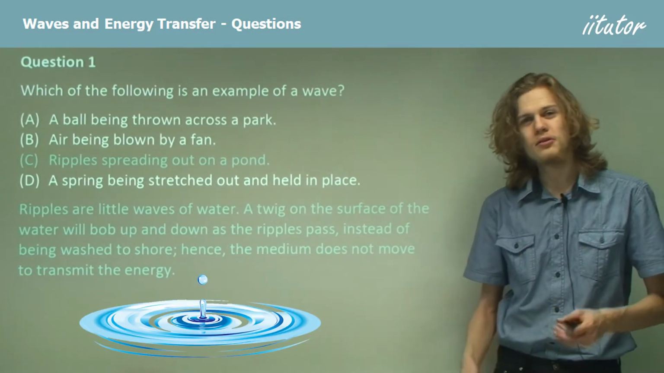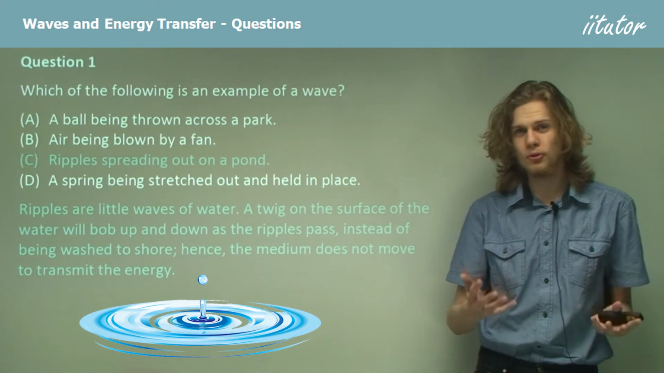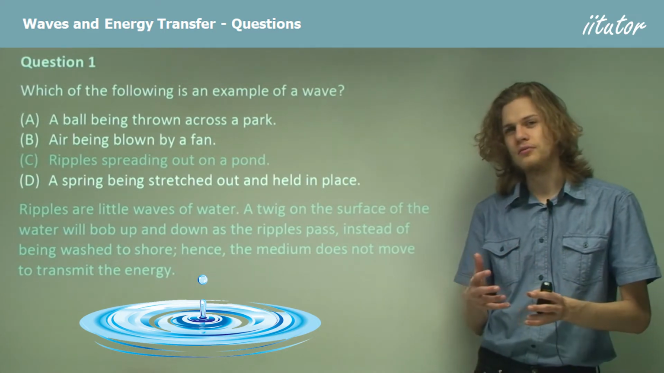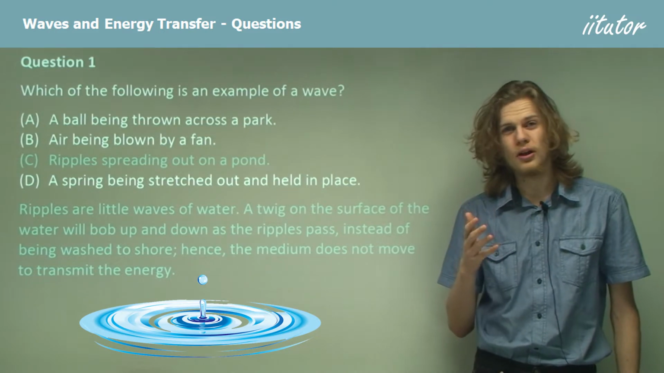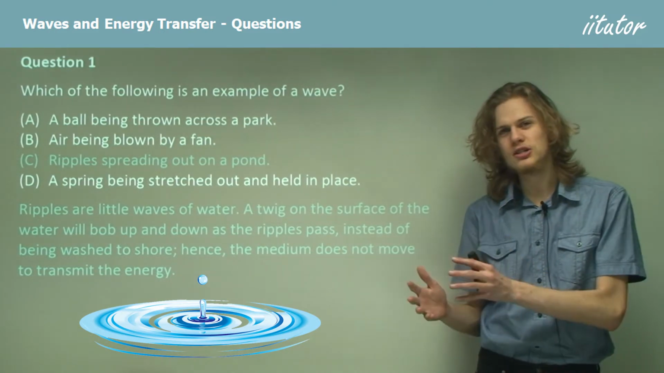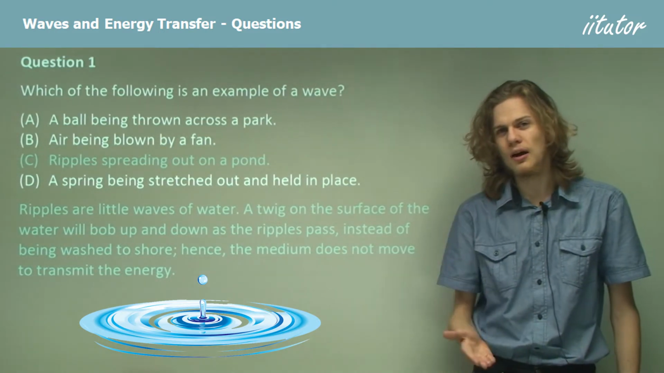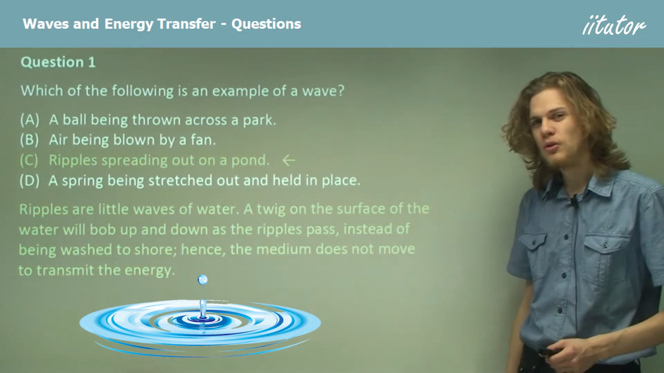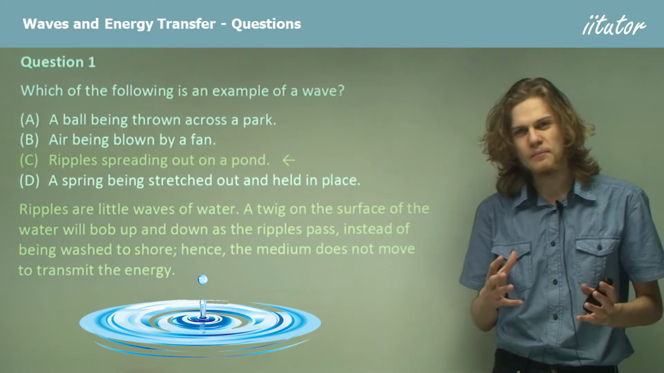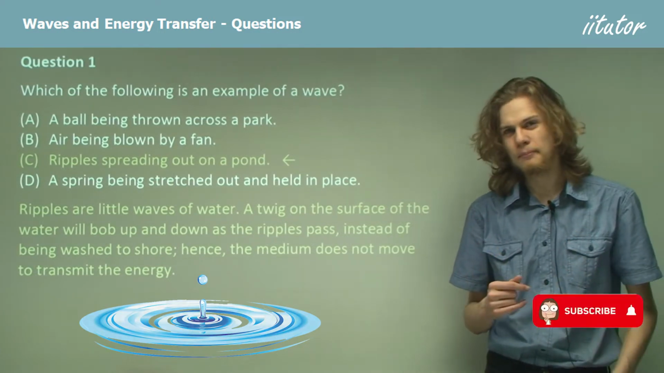Now in this case, we have a disturbance in the water, the ripples, and they're moving, so they're carrying energy. But if we look at the water molecules in the pond, they're not actually moving in the same direction as the ripples. They're just bobbing up and down. So in this case, C is a wave, because it's a way of transferring energy without transferring matter.